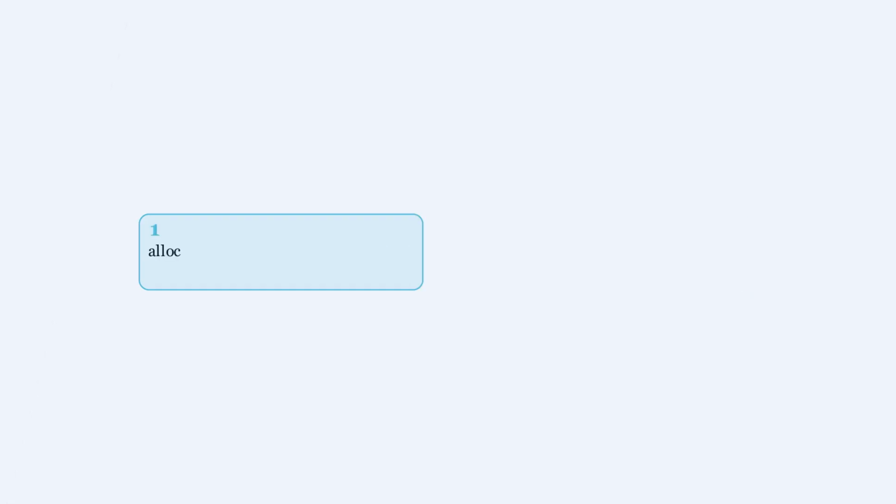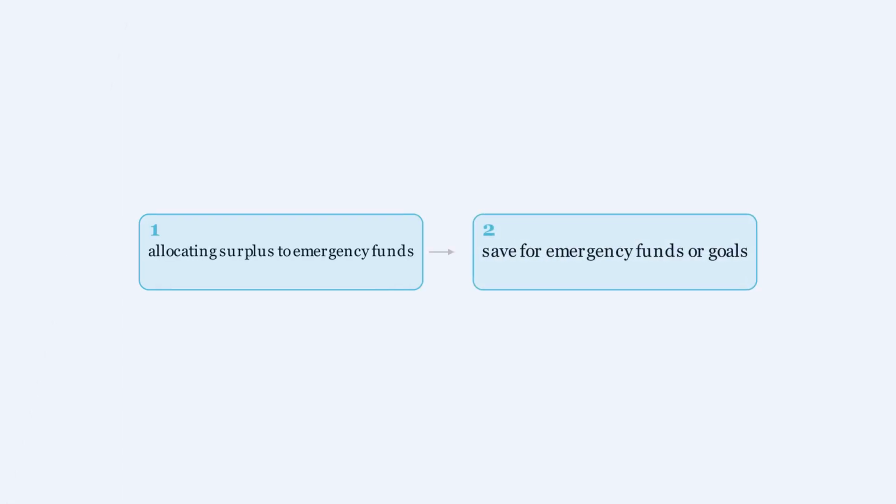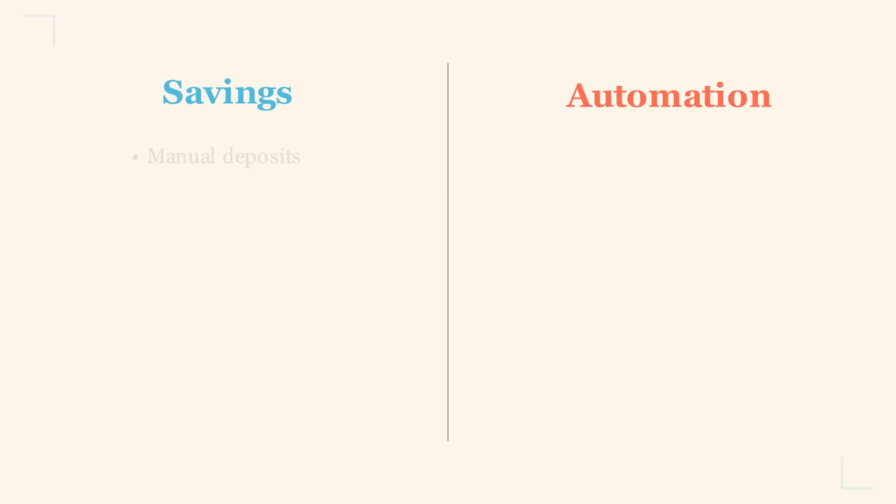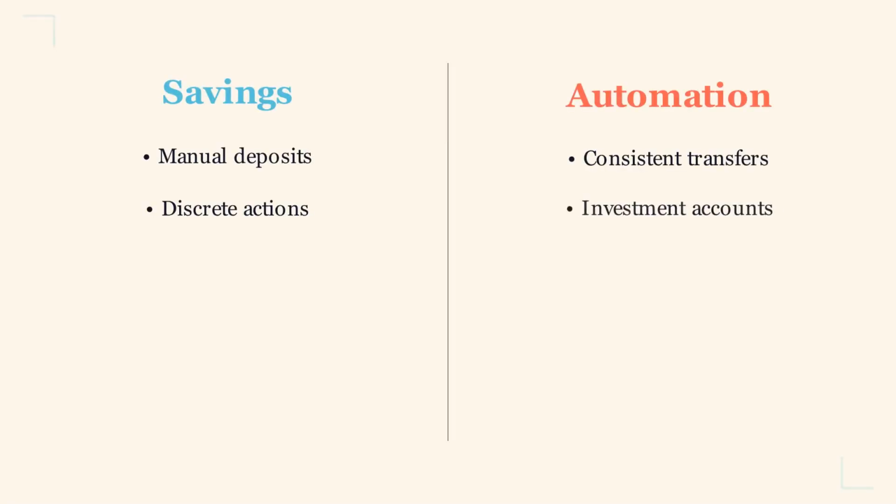First, one must identify all monthly expenses from utility bills to dining out. Then, create a surplus by deducting necessary expenses from total monthly income. Next, allocate a fixed percentage of that surplus toward emergency funds or goals. Finally, automate transfers to investment accounts to ensure consistent contributions.